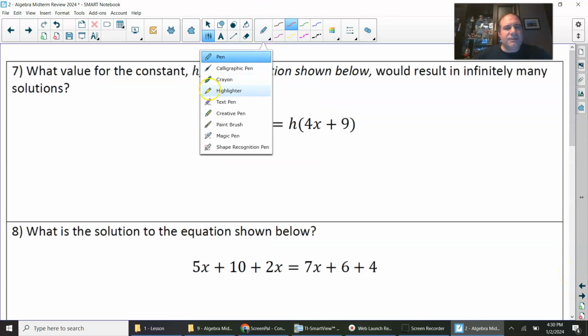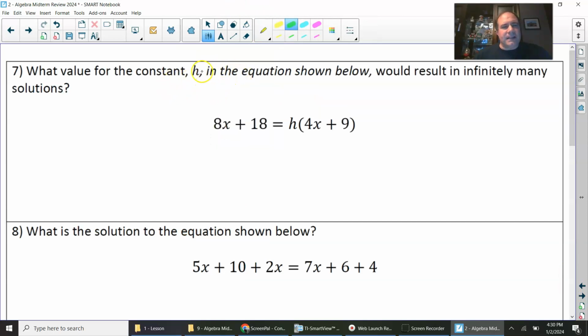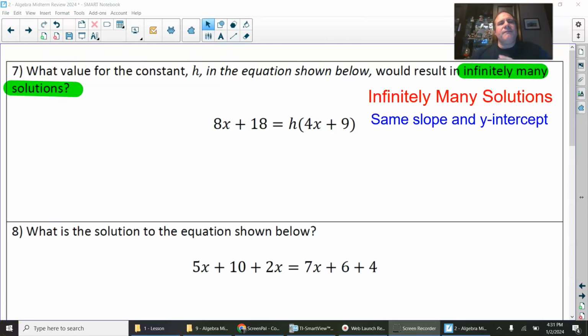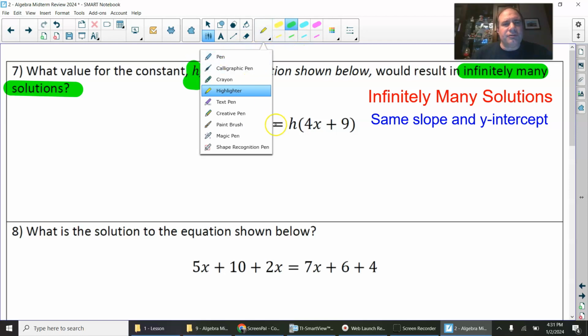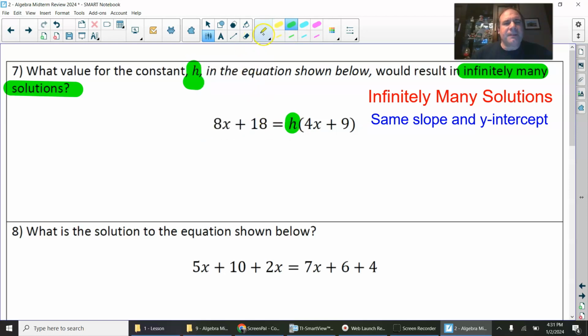Number 7. What value of the constant h in the equation shown below would result in infinitely many solutions? So it says what value for the constant h. We have to look for a constant, this value here, to substitute in here that would make this have infinitely many solutions. And infinitely many solutions has the same slope and the same y-intercept.